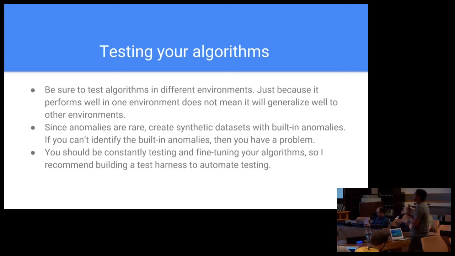In addition, since anomalies are pretty rare, I also recommend creating some synthetic data where you know there are anomalies in it. If you can find the anomalies in those, okay, that's good. If you can't identify the anomalies in your synthetic data, then you have a problem. Because if you can't even find the anomalies you know are there, how can you find the anomalies that you don't know are there? And over time, you should consistently be testing these algorithms and fine-tuning them.